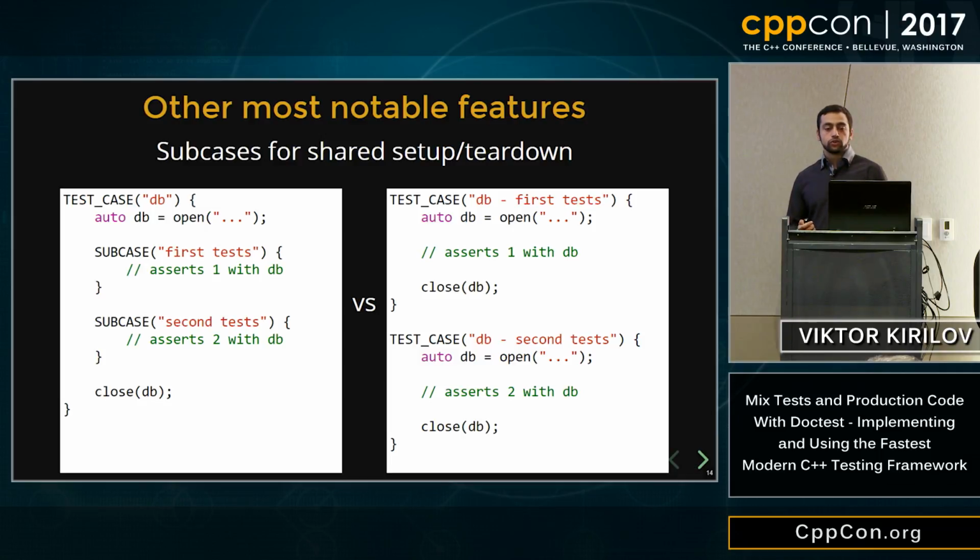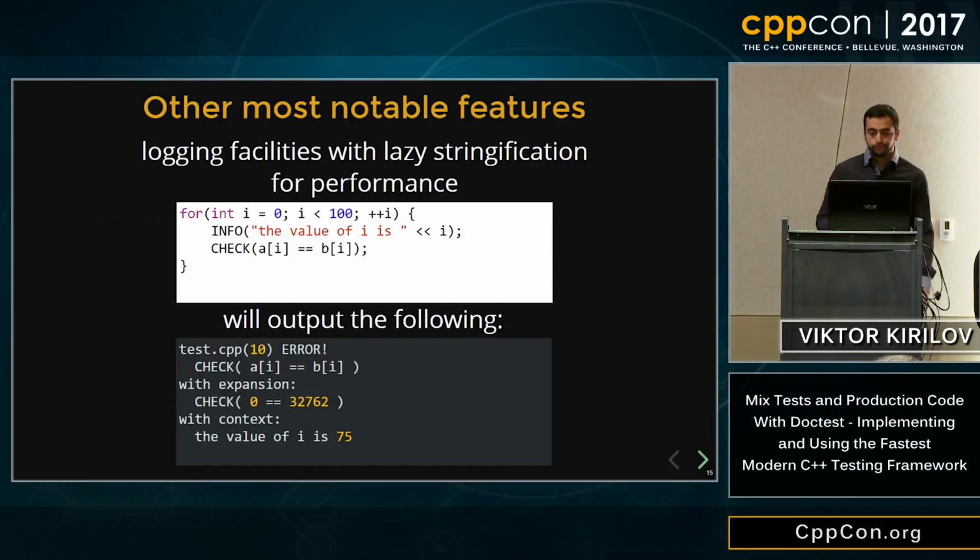There are subcases which were directly stolen as an idea from Catch. They're a way to share setup and teardown code of tests. So suppose we want to open a database connection and then close it and do some stuff with it. If we have multiple tests that need that database connection, we can just write the opening and closing code once and write a few subcases which use the database instead of writing separate test cases and duplicating our code.